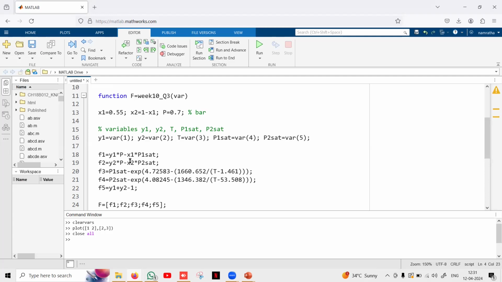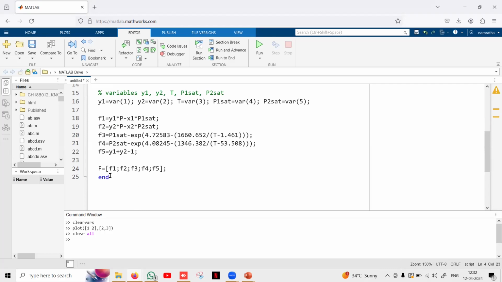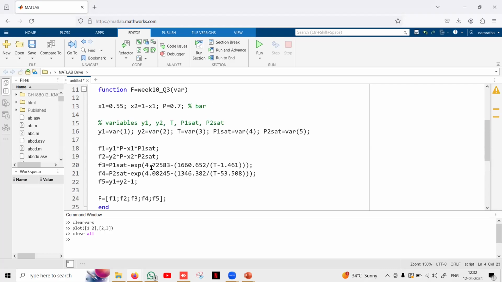So that's why LHS minus RHS is equal to 0, right? So that's how we put them here. So this is LHS y1P minus x1P1sat, which is RHS. So this should become 0. Similarly, these both are Raoult's law. These both are Antoine equations, and the last one is y1 plus y2 is equal to 1, that equation. So finally, I'm getting equations out of this function.